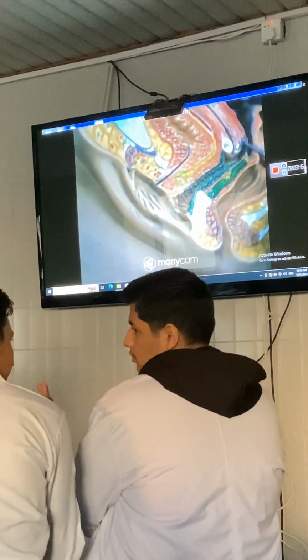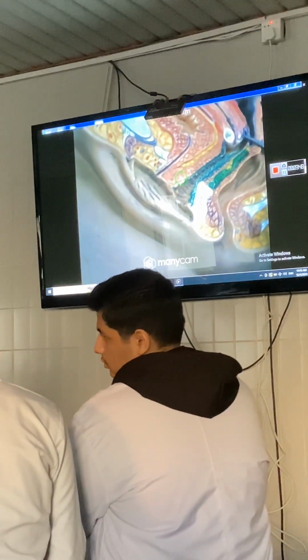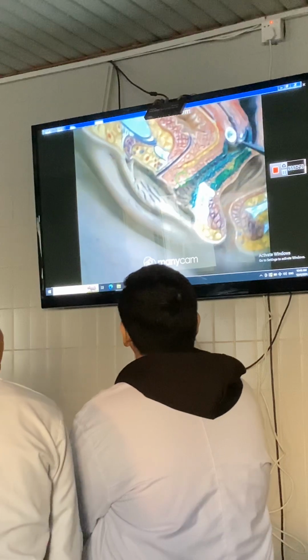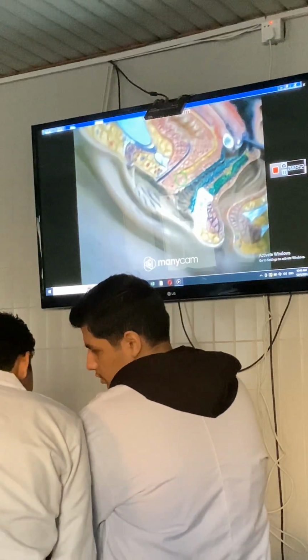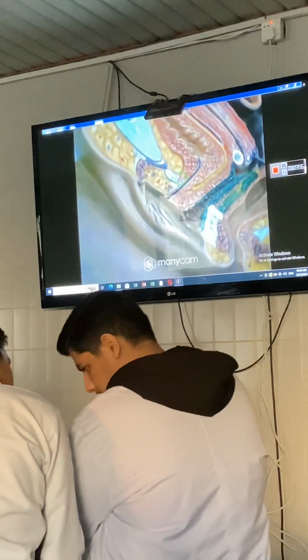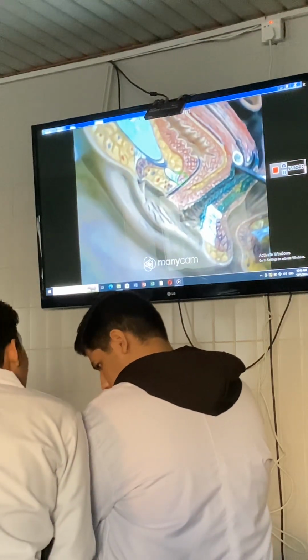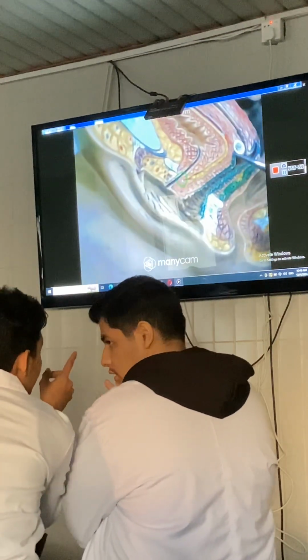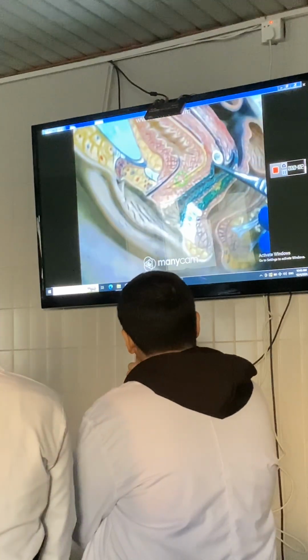This space of the vagina around the uterus, because the uterus is entering into the vagina, is called fornix of the vagina. We have posterior fornix, anterior fornix, and laterally right and left fornix.